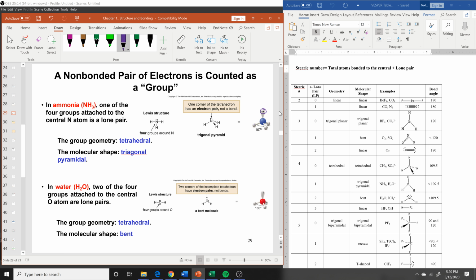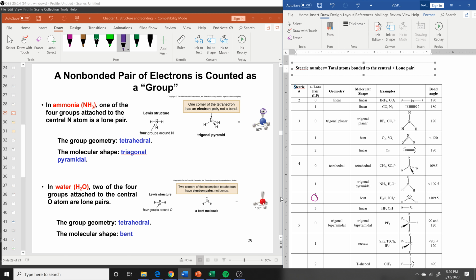So water is another example of a tetrahedral geometry. Why? Because the steric number is the total number of atoms bonded to the central atom, which is 2, plus the lone pairs, which is 2. So it's 2 plus 2, so we're still at 4. Oh, I'm sorry, the lone pair is 2. So 4 and 2, then this means that the molecular shape is going to be bent.